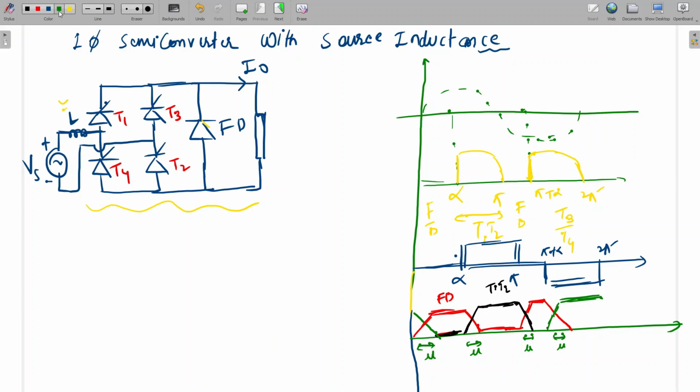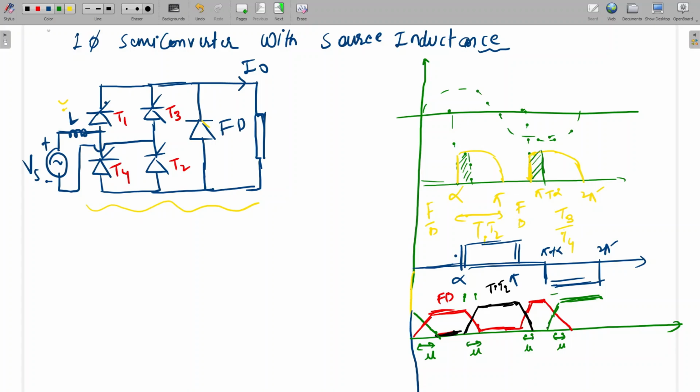Okay, so see what is happening here. For the freewheeling time, T1, T2 and the freewheeling diode all conduct. So across the output, for that duration, the voltage will be 0. If we come to this waveform, the output voltage will be 0, and here also, because of this second mu, it will be 0.